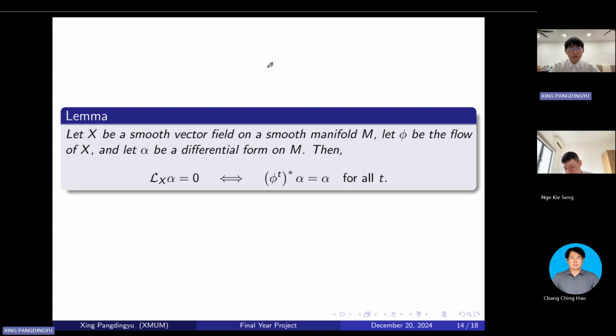Before we go to the last theorem, we need to prove a lemma first. Let X be a smooth vector field on a smooth manifold M, and let phi be the flow of X, and we take a differential form alpha on M. Then the Lie derivative of alpha is equal to 0 if and only if the pullback by phi_t maps alpha to alpha itself.